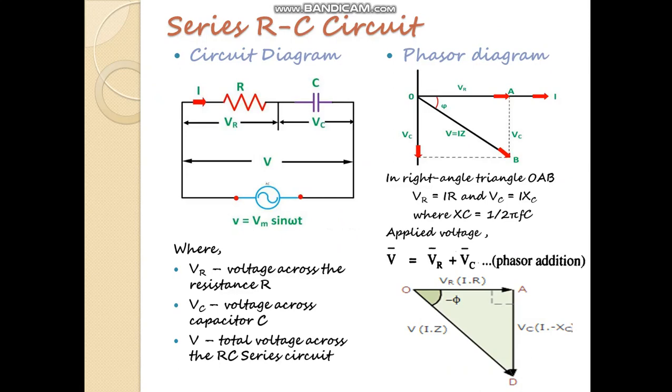The next, the fifth type of AC circuit, is the RC circuit or series RC circuit. See, in this circuit diagram, the resistor and capacitor are connected in series. When we apply the supply voltage V equals Vm sin omega t, then the same current will flow through both these components, where VR is the voltage across the resistor, VC is the voltage across the capacitor, and the total voltage V gets divided into VR and VC. This V is the total voltage across the RC series circuit.